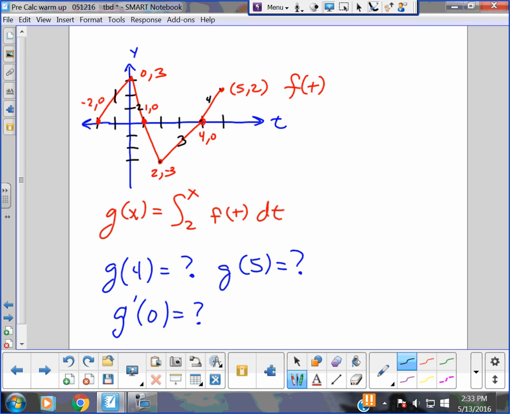And then I define g of x as the integral from 2 to x. And I ask you a couple of questions here. I ask you for 2 values, 4 and 5, and then I ask you for the derivative at 0.